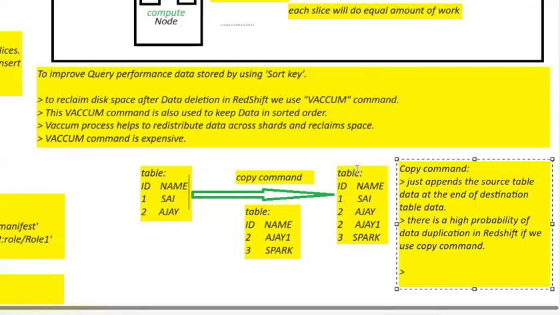Is there any built-in logic available in the copy command to check for existing rows, existing records? No. There is no built-in logic to check for existing records. So that's why the copy command has a high probability of data duplication in Redshift.